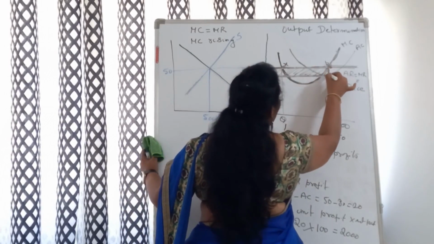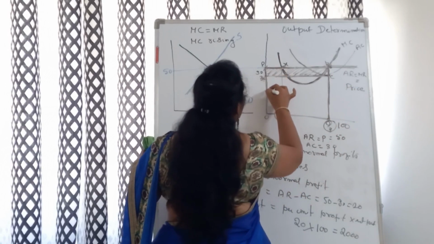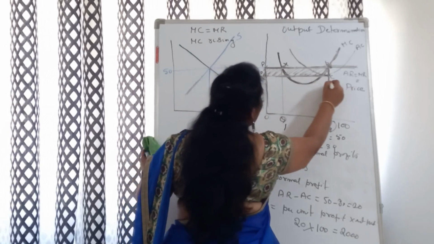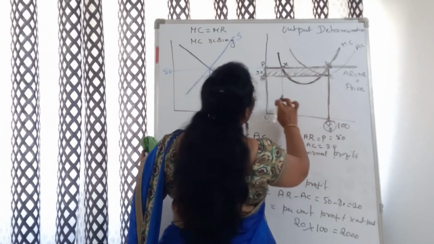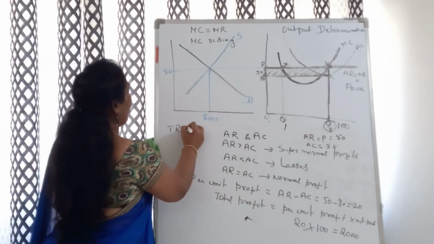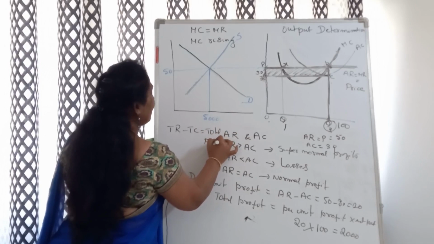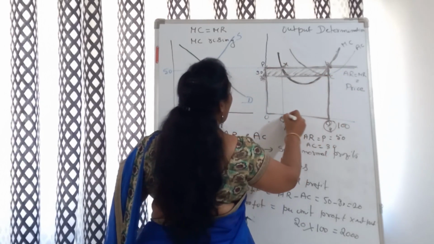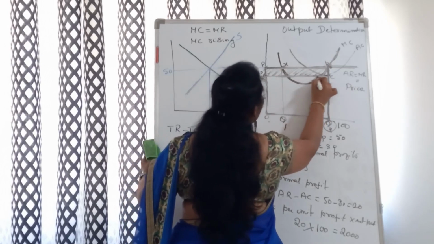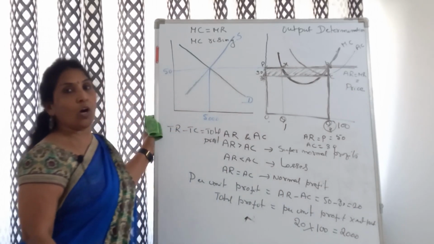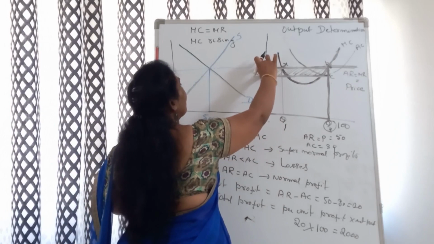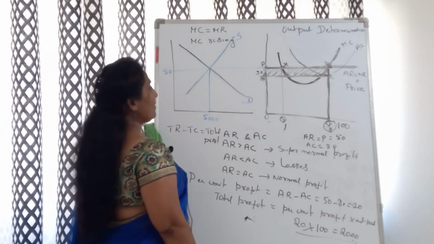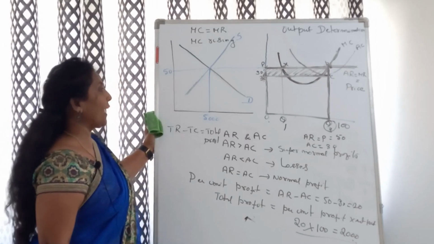What is this area? PBQ3O is total revenue. Let me assume this as C and this as D. DCQ3O is the total cost. Total revenue minus total cost is the total profit. From the diagram itself, we can calculate total revenue: the area of this box is total revenue, and the area of this box is total cost. Total revenue minus total cost will give us the total profit. And if you know the per unit profit, multiplying it with the quantity produced will give us the total profit of the firm. This is about short run equilibrium and the firm getting supernormal profits.